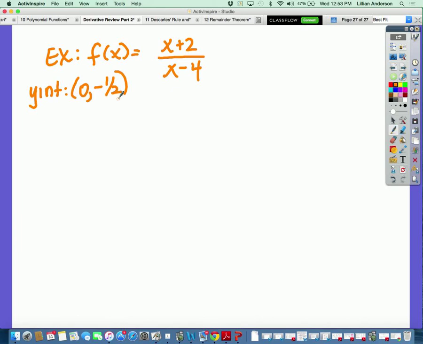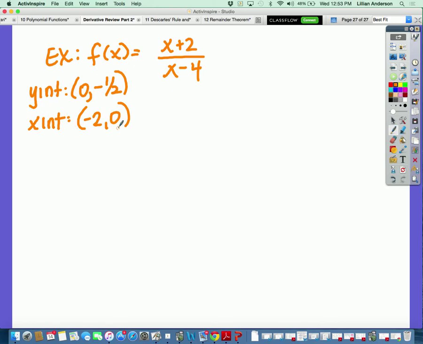So we know that exists, because you have 2 over negative 4. It's x plus 2 over x minus 4. And we can actually find our x-intercepts too for this. It would be (negative 2, 0). Remember, with rational functions, to find your x-intercepts, just set the numerator equal to 0, because if you plug in 0 the x minus 4 goes away anyway. So we have that piece of information.